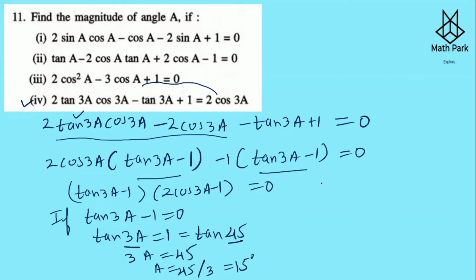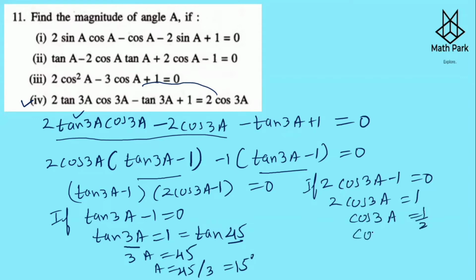Now, if we take 2 cos 3A minus 1 is equal to 0, we get 2 cos 3A is equal to 1, or cos 3A is equal to 1 by 2. We know that cos of 60 is equal to 1 by 2. So this implies 3A is equal to 60, comparing these two equations. So you get A is equal to 60 upon 3, which is 20 degrees. Got it? So we did question number 11.